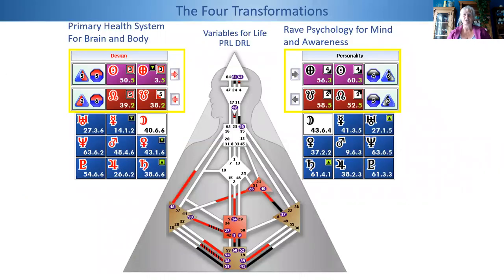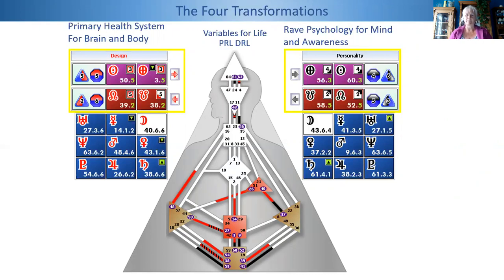So the 4 transformations are arranged for the design side and for the personality side. So the primary health system is how to be healthy for your brain and for your body through your nutrition, through the way you take in and digest, and through the environment and the way you interact with your environment. Then on the personality side is the psychology for your mind and awareness over here, about how you're interacting with the people, and the whole personality side and how that is interacting with the world.